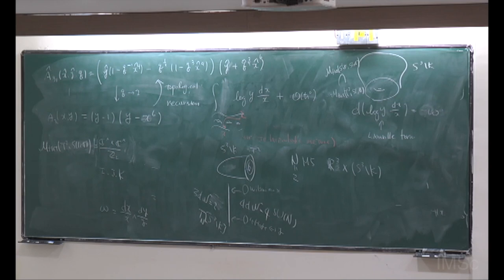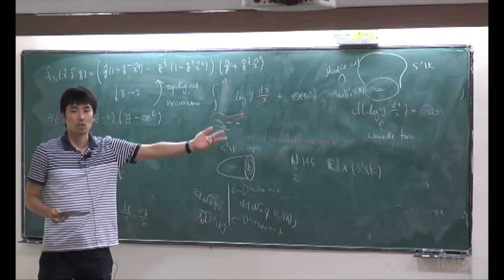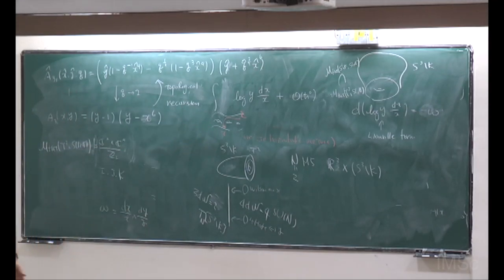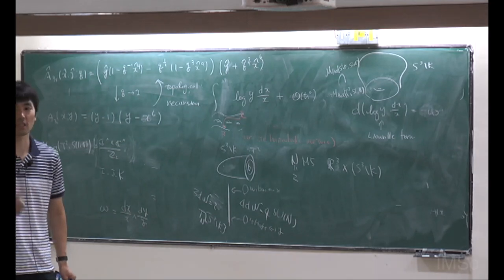Okay, I think it's a good time to stop. And tomorrow, on Monday, I'm going to explain the basics of 3D N equal to 2 theory, a very basic theory, and talk about mirror symmetry and the exact result of the S3 partition function, S1 cross S2. That's what I mean. And on the last day, on Wednesday, I'm going to talk about the 3D-3D correspondence.